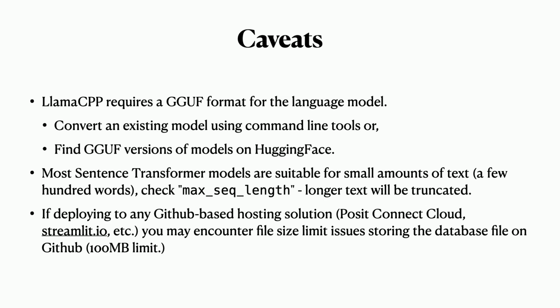Sentence transformer models are suitable for small amounts of text, right? It's sentence transformers. It's not dissertation transformers. So you can't put in a big document. Think of an abstract, not a whole paper. If you're deploying to something where all your files live on GitHub, there's a slight chance that you might hit that 100 megabyte limit on GitHub if you have a big DuckDB database or what have you.